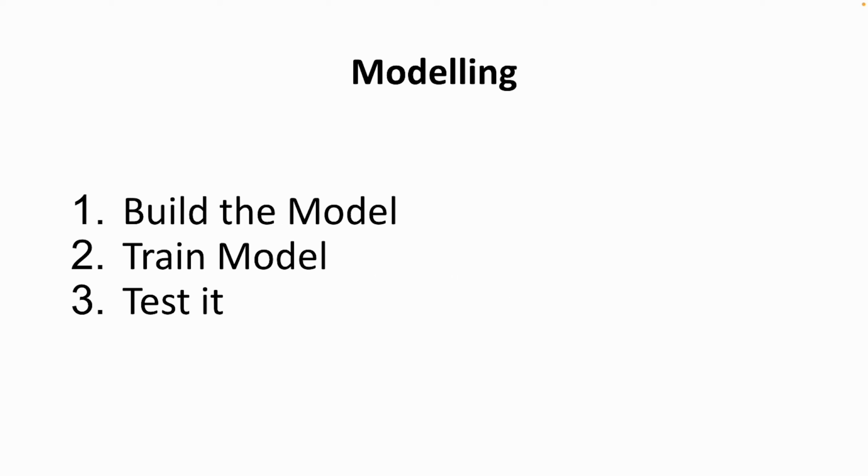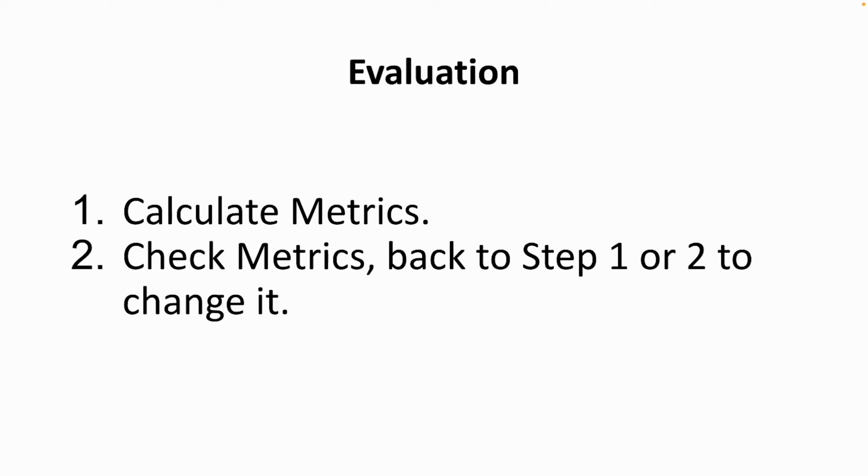And the next phase is modeling. In this phase, we build the model, we do something called model tuning, or we use different parameters to optimize the model results. We train the model with the training data and then we test it. And the last step is evaluation. In the evaluation step, we define some metrics and then we check the results of those metrics to see how our machine learning model is performing.